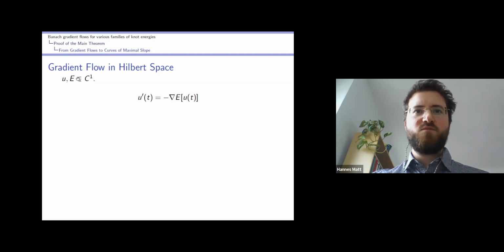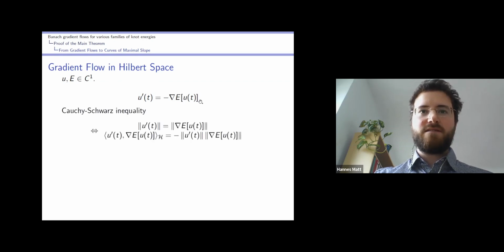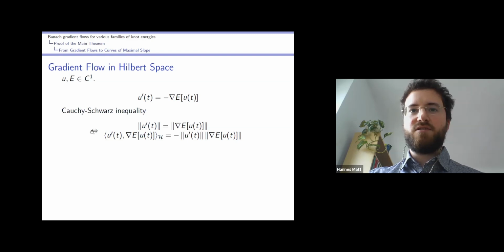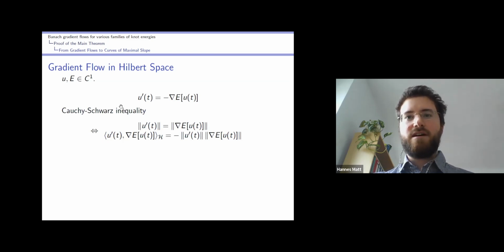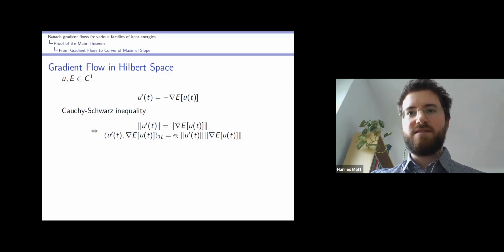So let's say we have a smooth curve and a smooth energy in a Hilbert space, then this is the gradient flow equation. If you apply the Cauchy-Schwarz inequality, you can actually show that this is equivalent to these two equations. From here to there, it's just put in. And from here to there, we have equality in the Cauchy-Schwarz inequality. So these two things have to be linearly dependent. But we also know that they have the same size and the signs, so we obtain this equality here.